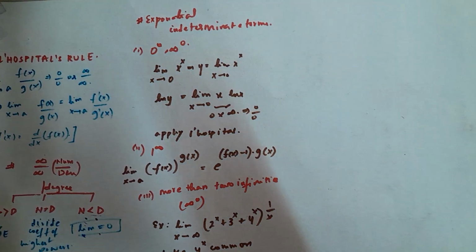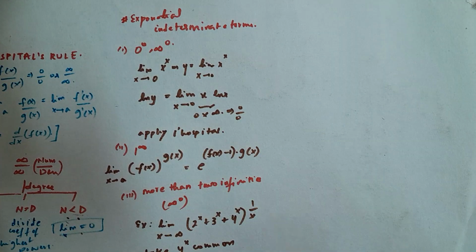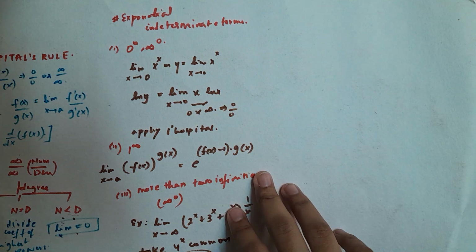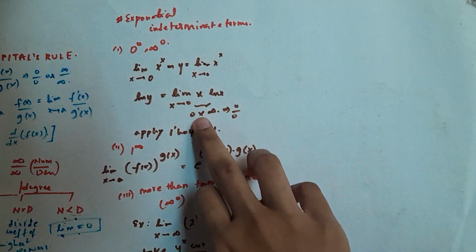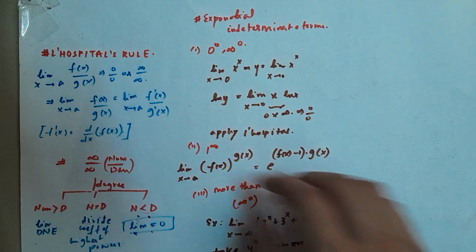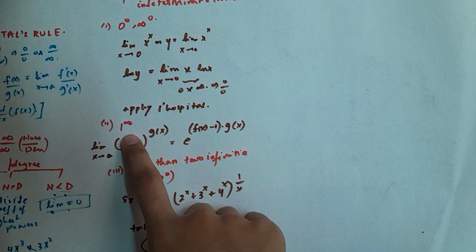So next we're looking at exponential indeterminate forms. Firstly, we're looking at 0 power 0 and infinity power 0. Let's take an example. The limit as x approaches 0, x power x. So in this case, we'll be writing this limit as y equals the limit. And next we'll apply a log on both sides. And we're getting the 0 times infinity form of indeterminate thing. So this we will try to convert into 0 by 0. And we know what to do when we get a 0 by 0. You apply L'Hopital's rule.